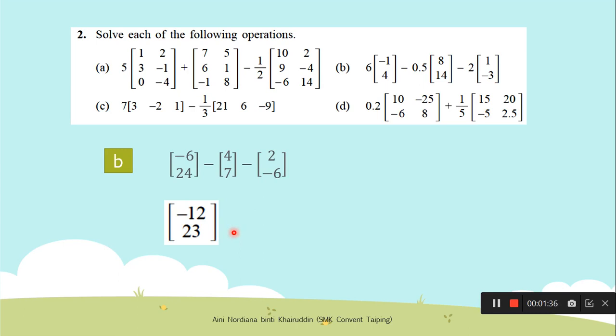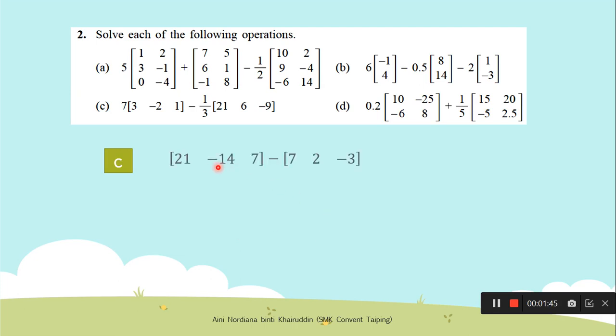Do the same thing for question C and D. So I just show the answer. For C, okay, this is the matrix after multiply with 7. And then this is the matrix after multiply with 1/3. So this is the final answer.